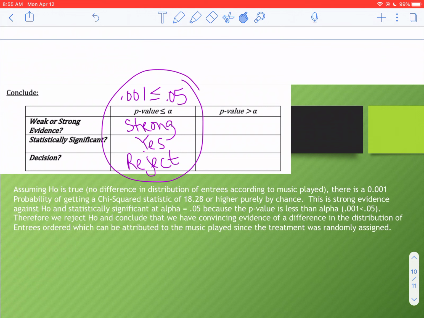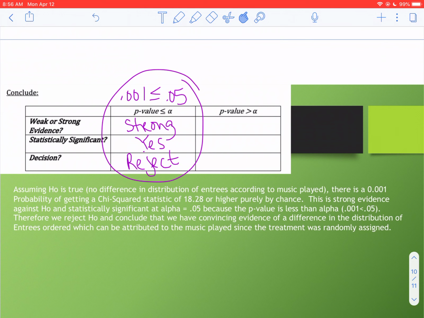Assuming H naught is true, there's no difference in the distribution of entrees according to music played. There is a 0.001 probability of getting a chi-squared statistic of 18.28 or higher purely by chance. This is strong evidence against H naught and statistically significant at alpha equals 0.05 because the p-value is less than alpha. Therefore, we reject H naught and conclude that we have convincing evidence of a difference in the distribution of entrees ordered, which can be attributed to the music played since the treatment of the music was randomly assigned.